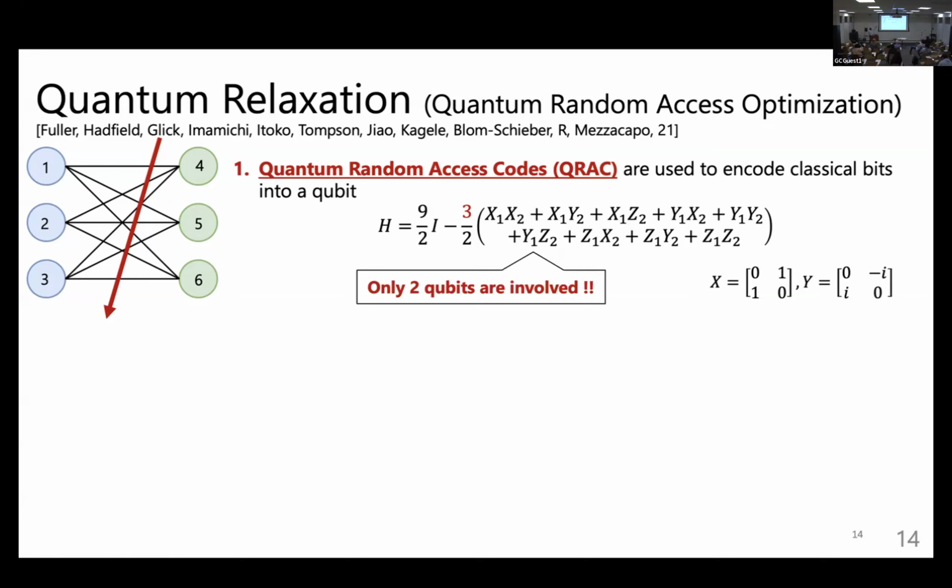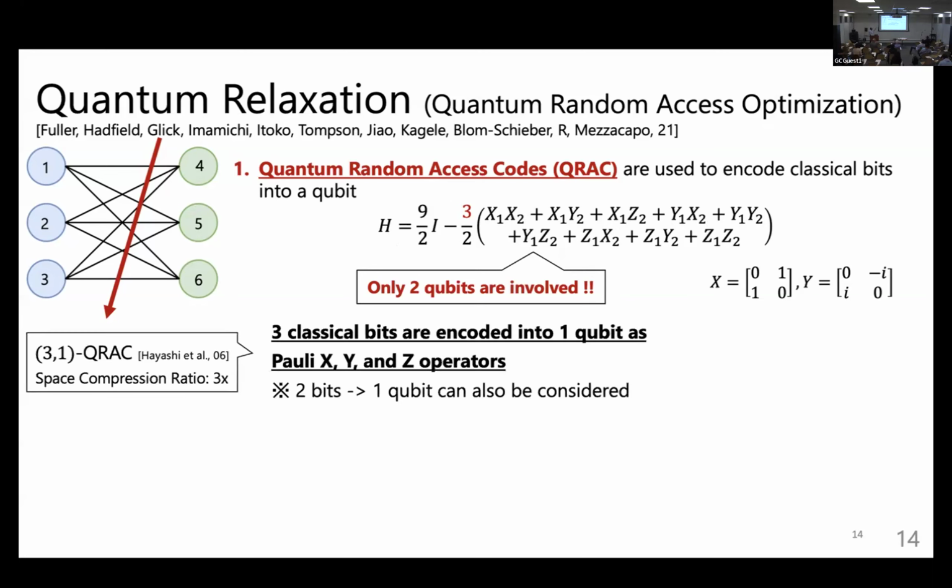And here, as you can see, we have a graph with 6 nodes, but only 2 qubits are used for this Hamiltonian. Here, X is the Pauli X, and the subscript here is for the qubit number. So you see that we only use 2 qubits, and then we can represent a Hamiltonian where I encode 3 binary variables, my decision variables, into a qubit. And it's based on this random access code that I will introduce later.